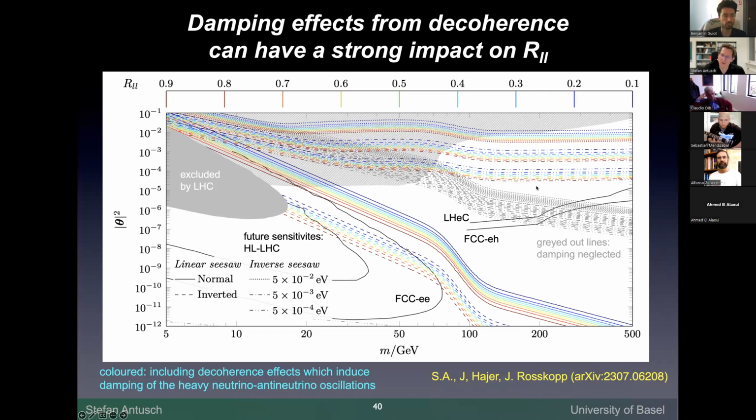What is shown in color is the result when you include the damping from decoherence. And in these gray outlines, the decoherence is neglected. What do the different colors mean? When you look at one of them, this brown color is the lowest one. When you are below the brown line, you have an RLL which is larger than 0.9, so you see large lepton number violation. In between these lines, you see RLL ratios, between lepton number violating and conserving, from 0.1 to 0.9. And above the highest line, this dark blue line, you have a ratio smaller than 0.1, and it starts to get suppressed.